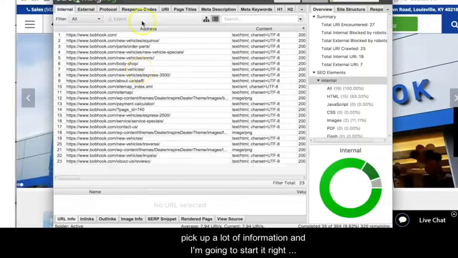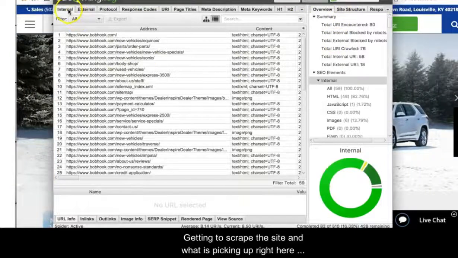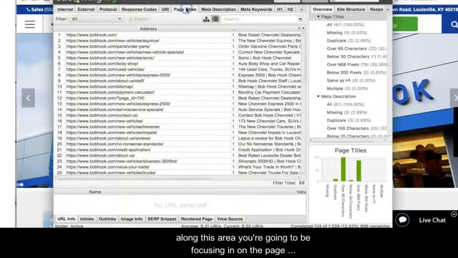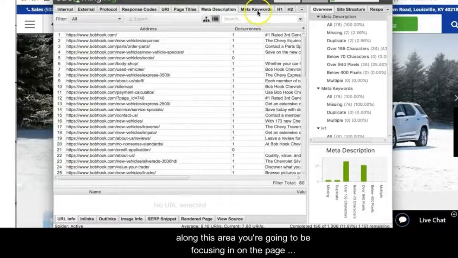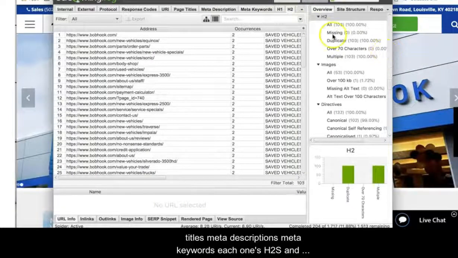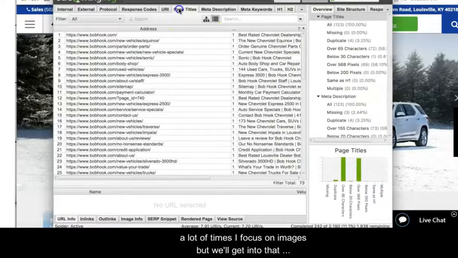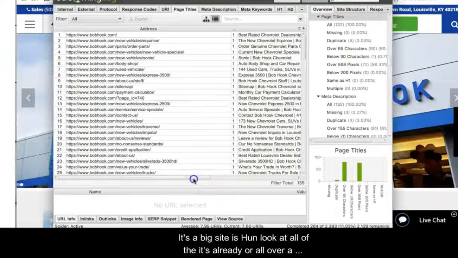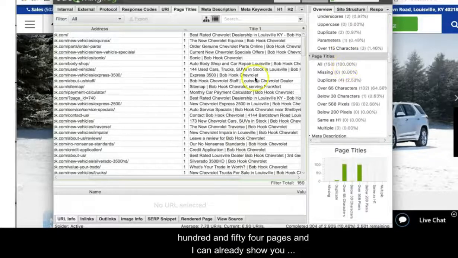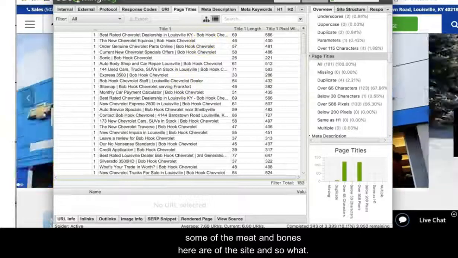So you can see right now through Screaming Frog, it's beginning to scrape the site. And what it's picking up right here along this area, you're going to be focusing in on the page titles, meta descriptions, meta keywords, H1s, H2s, and a lot of times I focus on images, but we'll get into that later. So you can see it's a big site. It's already crawled over 154 pages, and I can already show you some of the meat and bones here of the site.